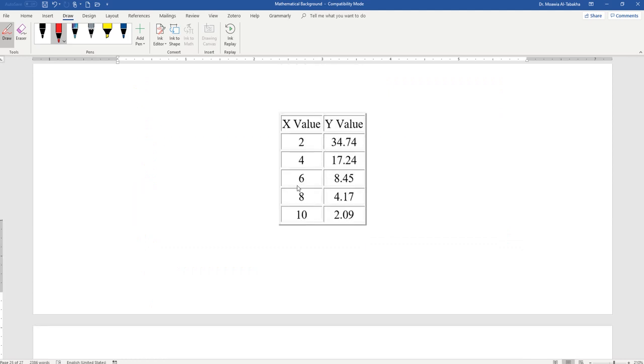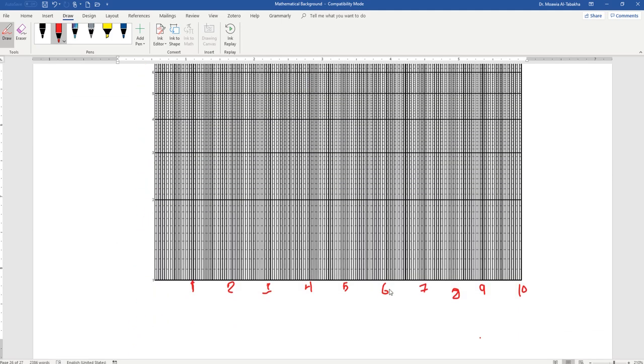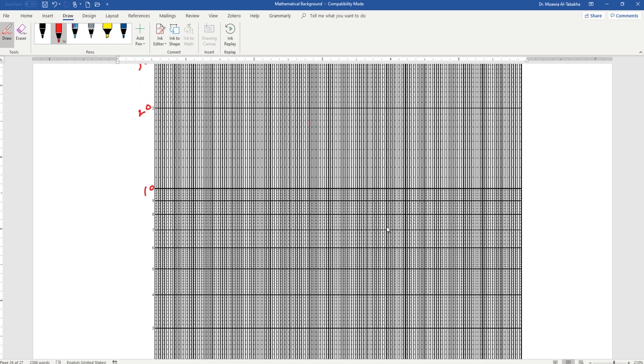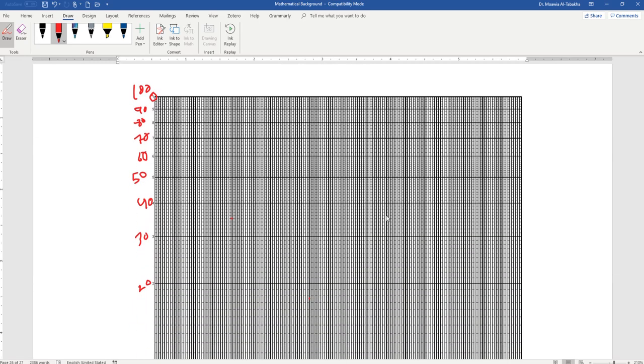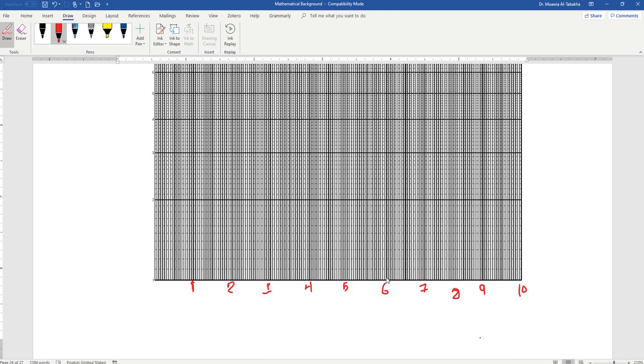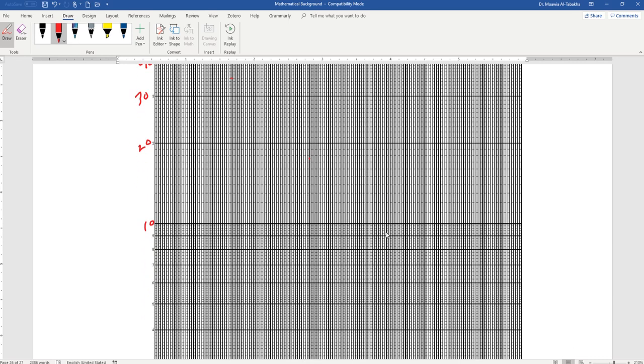Then 6 with 8.45, 6 with 8.45, right? 8, this is 8. 1, 2, 3, 4, 5. Remember, here we have 5 divisions only. So each one is like 0.2. And the number that I need is 4, 5. So let me go back to 8. It should be somewhere here. But let me just make sure that it's 6. So it should be here.